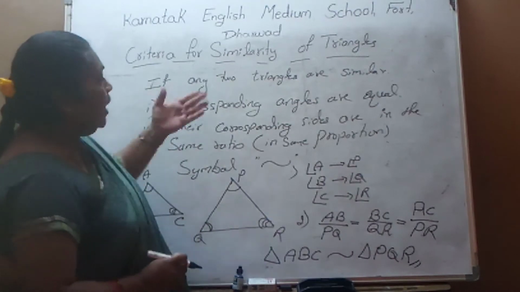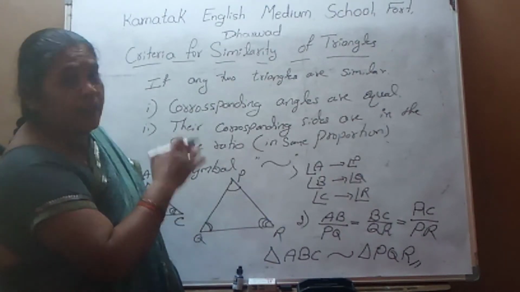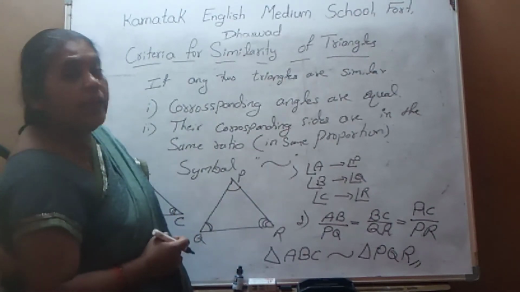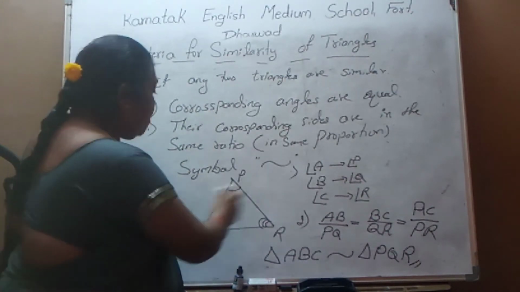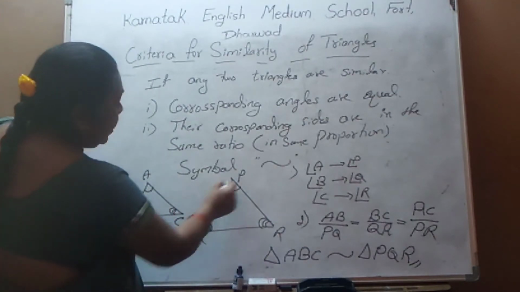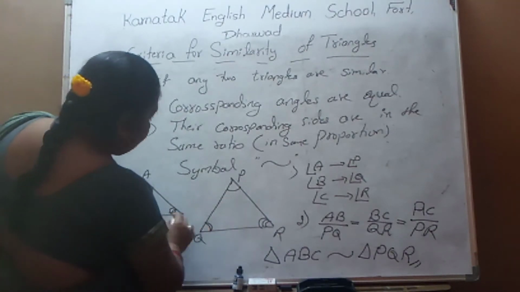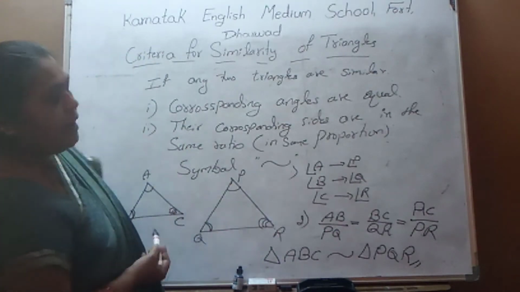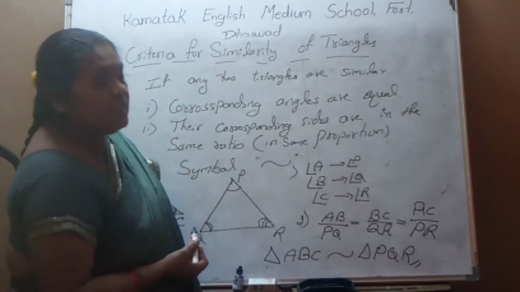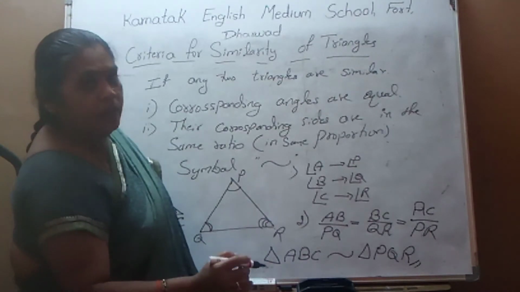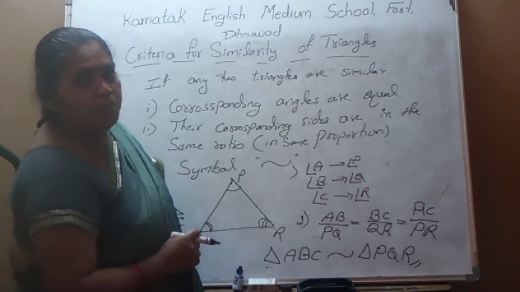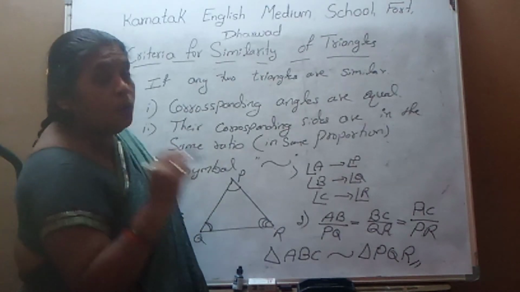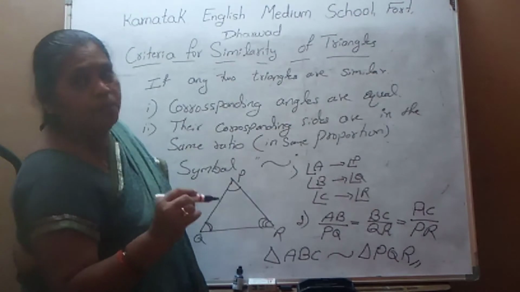What can you state here? If any two triangles are similar, then their corresponding angles are equal and their corresponding sides, AB corresponding side PQ, BC corresponding side QR, AC corresponding side PR, are in the same proportion. On the basis of this, we have to learn now the 2.3 theorem.